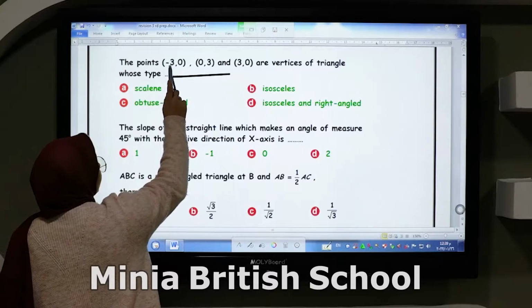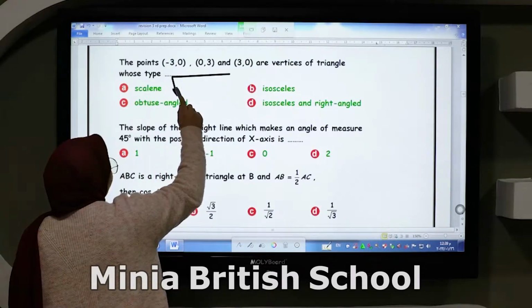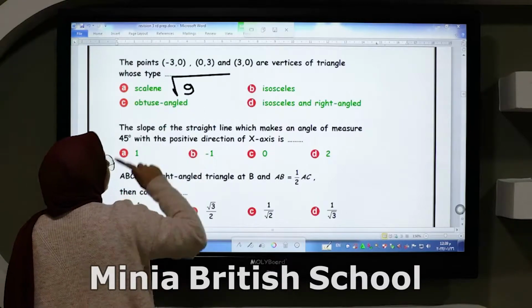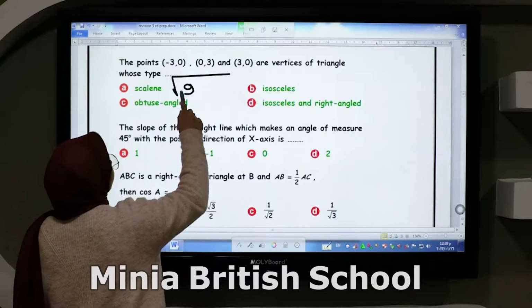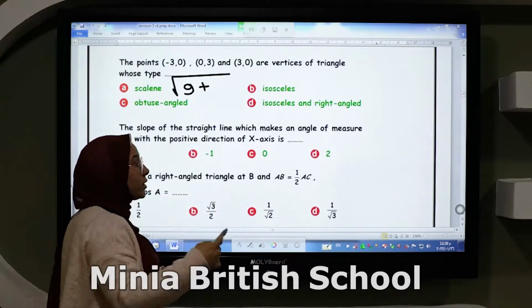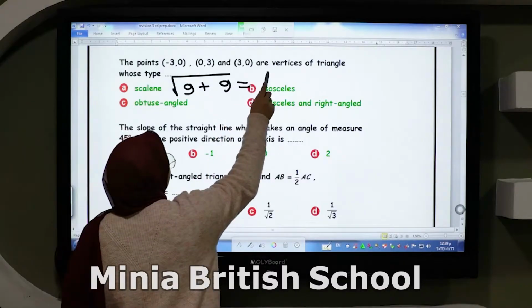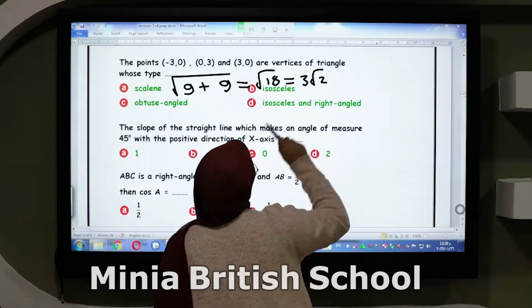Root of (-3 minus 0) power 2 equals 3 power 2, which equals 9. And also here, 0 minus 3 equals -3, power 2 equals 9. So root 18 equals 3 root 2.